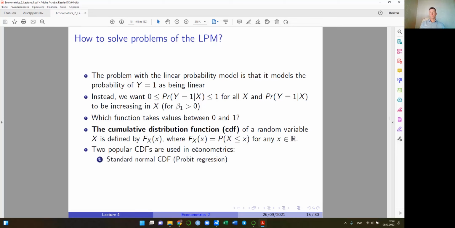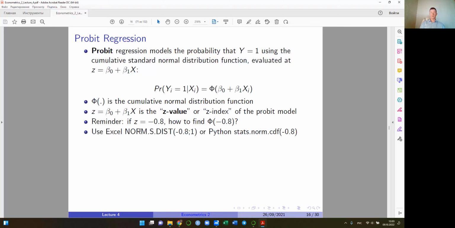Just as a reminder, how can we find this? If we know z, how can we compute this function, or evaluate this function at a given value of z? In Excel, we use the function norm.s.dist, and don't forget to specify that this is the integral, cumulative function. And in Python, we usually apply the corresponding function from the stats library.